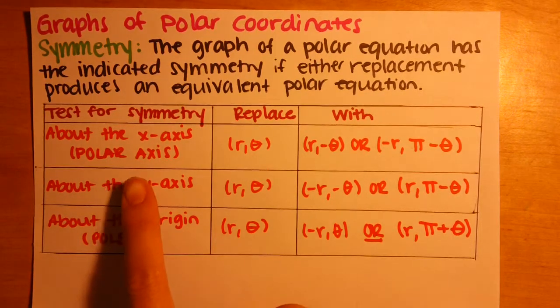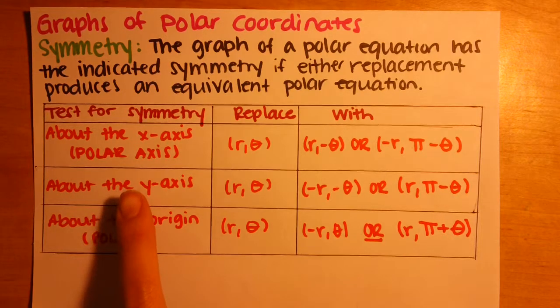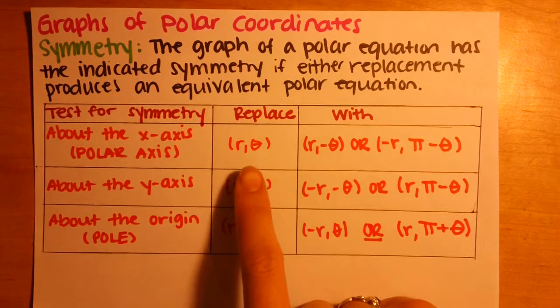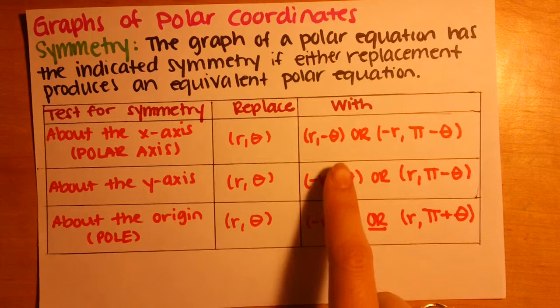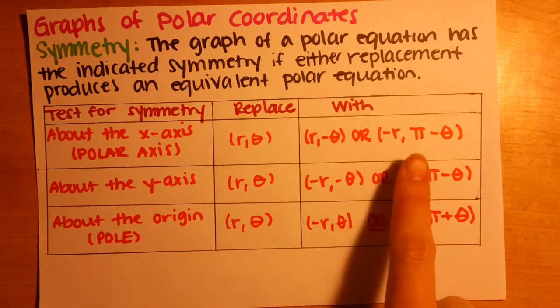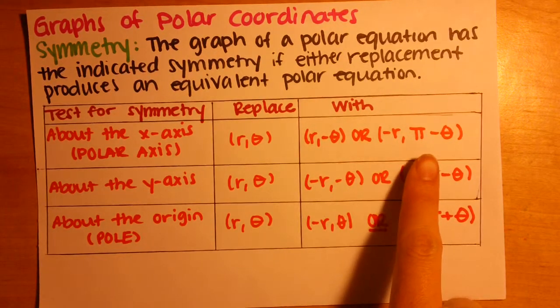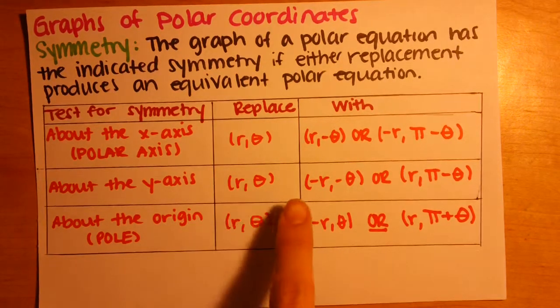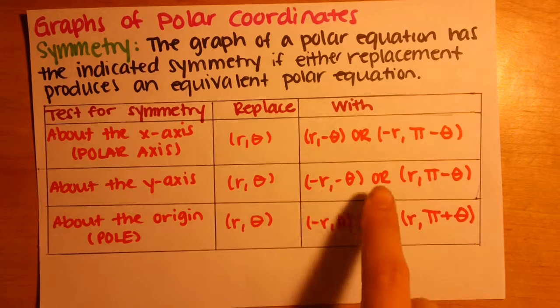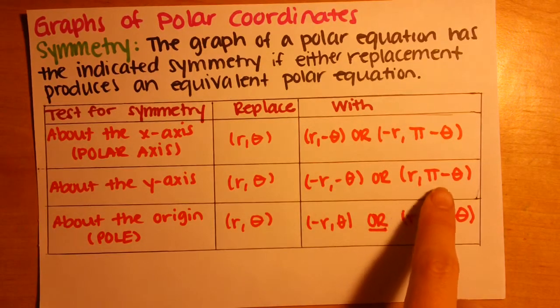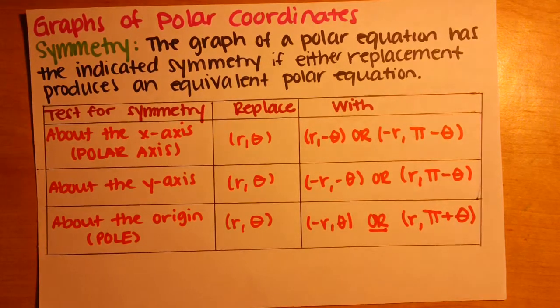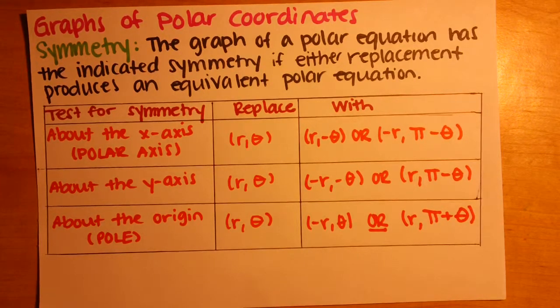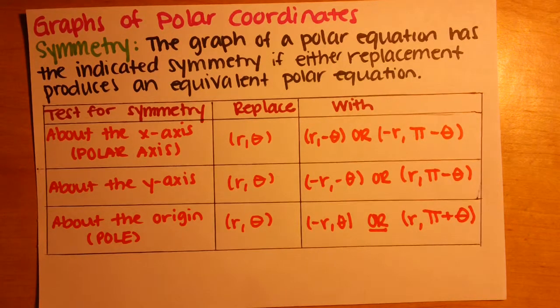If you want to test for symmetry about the x-axis or the polar axis, you're going to replace the point r, theta with r, negative theta or negative r, pi minus theta. For symmetry about the y-axis, you'll replace it with negative r, negative theta or r, pi minus theta. And if you want to test for symmetry about the origin or the pole, you'll replace r, theta with negative r, theta or r, pi plus theta.